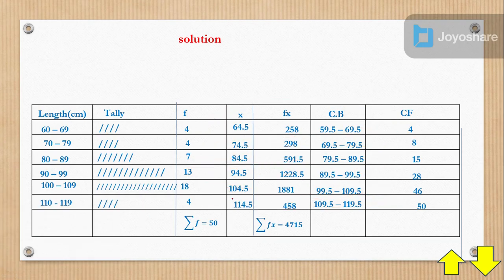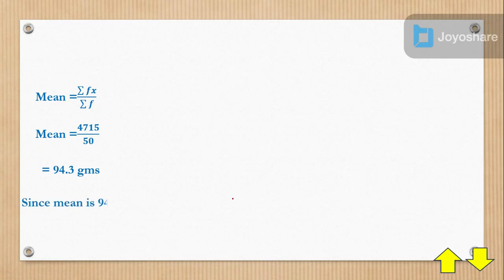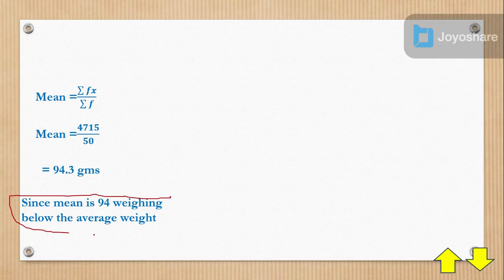Okay, let's now proceed. Now let's see how I can calculate the mean. So mean is equal to summation of fx over summation of f, and then we substitute. Our summation of fx was 4715. When you divide, you'll have that as the answer. Please remember it is in grams. Since the mean is 94, weighing below the average, that will come in the graphical part. We shall explain this when we are done with the graphical part. The conclusion, we proceed.